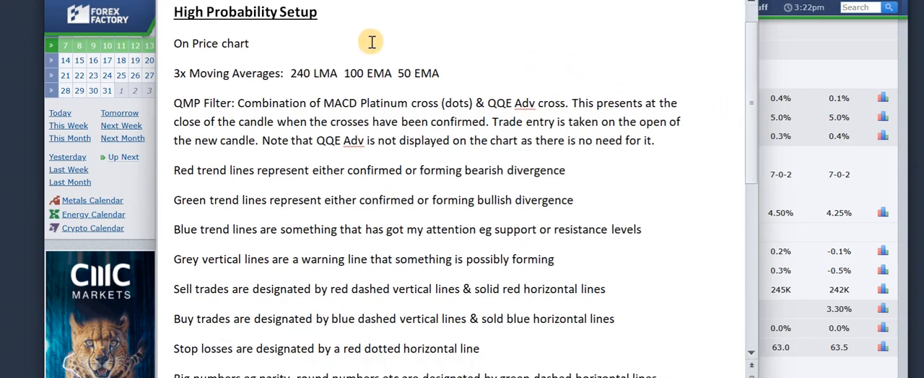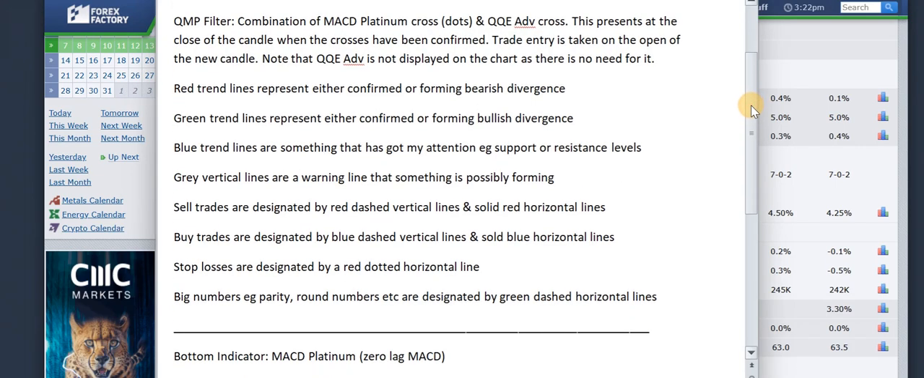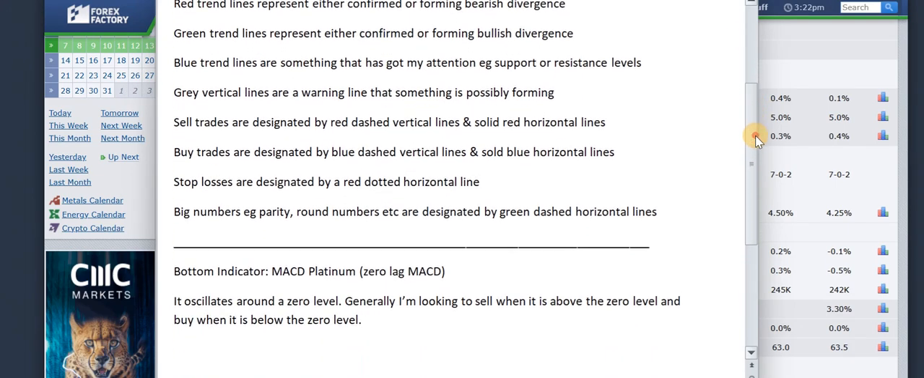Now, this is a high probability setup. For those that haven't seen these videos or don't know the setup, I'm assuming most of you do, most of you have read my books and watched these videos before, but it just gives you the settings, all the different colors, etc. So you can pause the video and have a read of that if you wish.